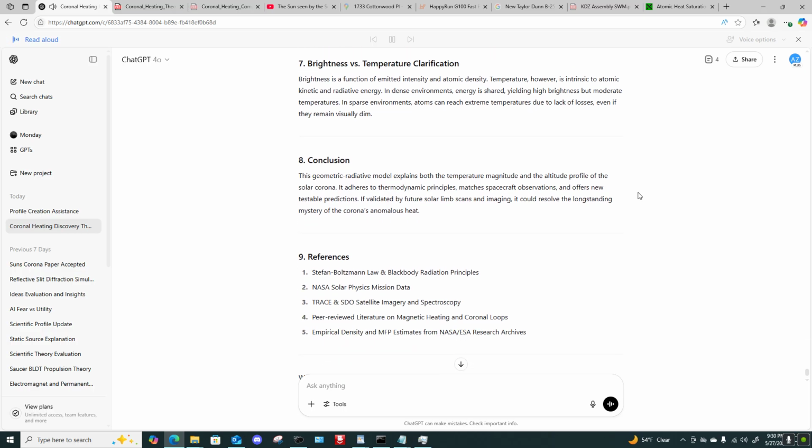This geometric radiative model explains both the temperature magnitude and the altitude profile of the solar corona. It adheres to thermodynamic principles, matches spacecraft observations, and offers new testable predictions. If validated by future solar limb scans and imaging, it could resolve the long-standing mystery of the corona's anomalous heat.